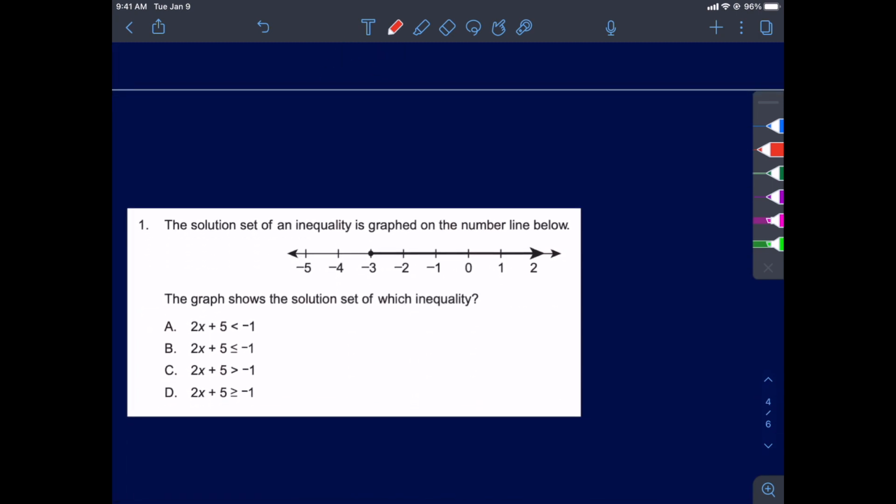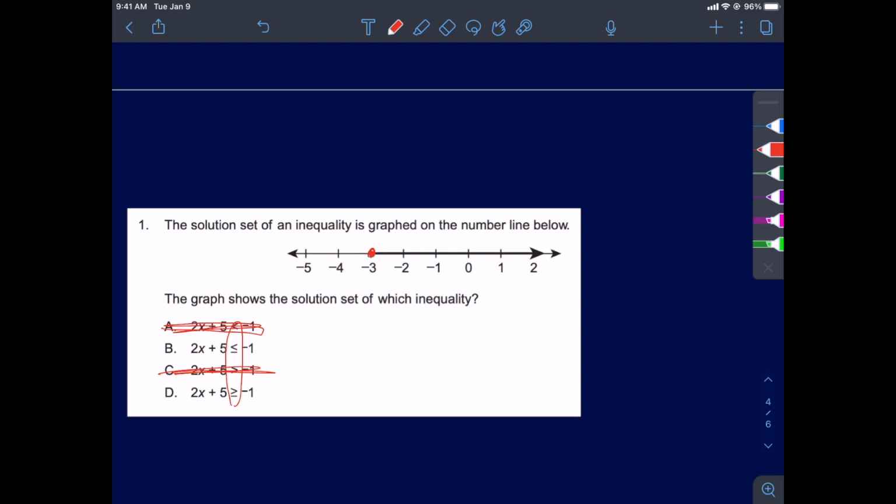The solution set of an inequality is graphed on the number line below. There it is. And here the graph shows the solution set of which inequality? If I look at them, the only differences we see are the symbols here. Now, the graph has a solid dot there, not a hole. So that should cross off A and C right away because it's not going to be just strictly less than or strictly greater than.